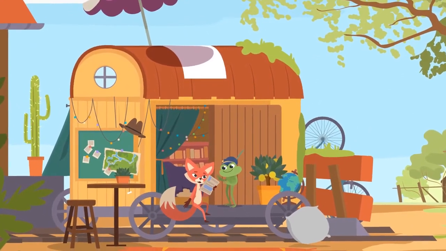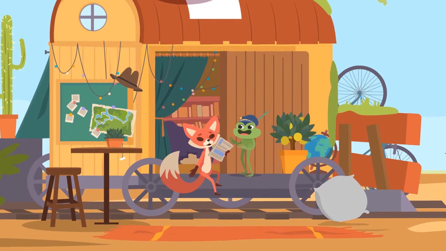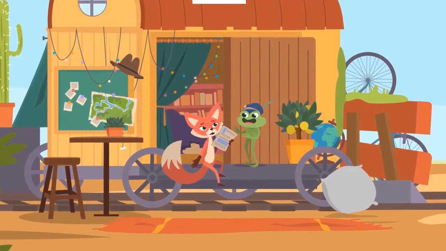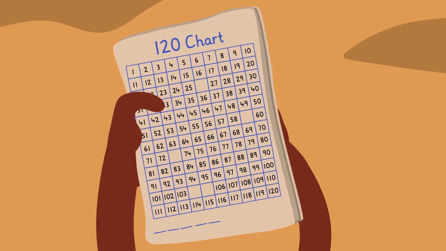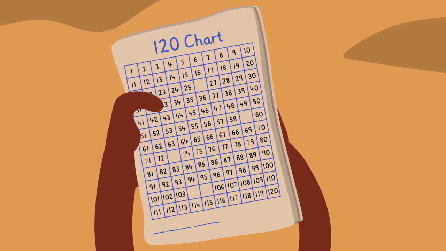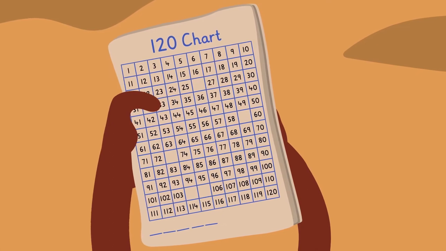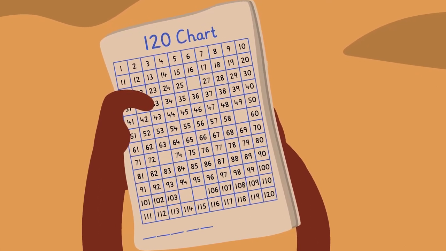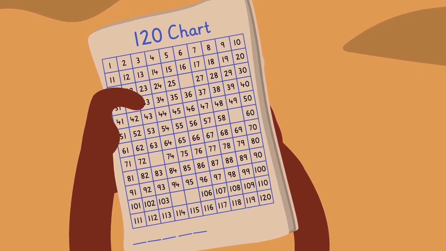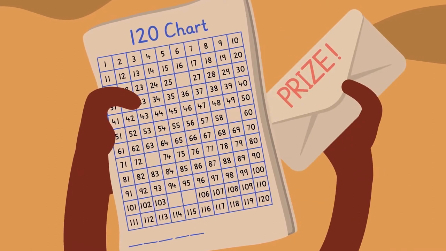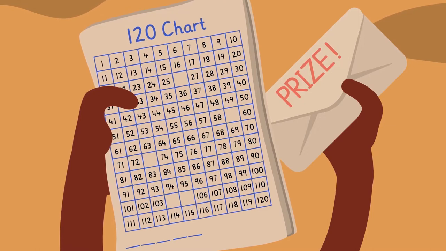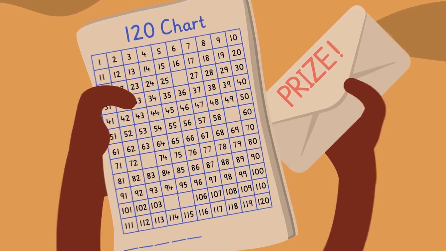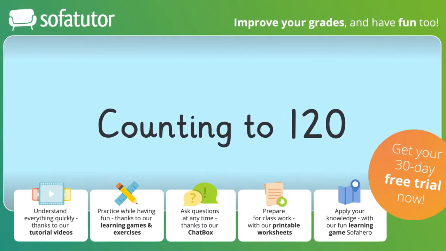It's here! Henry and Skylar's first delivery from Puzzle of the Month Club. This month, it's a 120 chart. Except, there are numbers missing. They need to count within 120 to solve the puzzle and send away for the prize. But how? Let's help Henry and Skylar by learning about counting to 120.